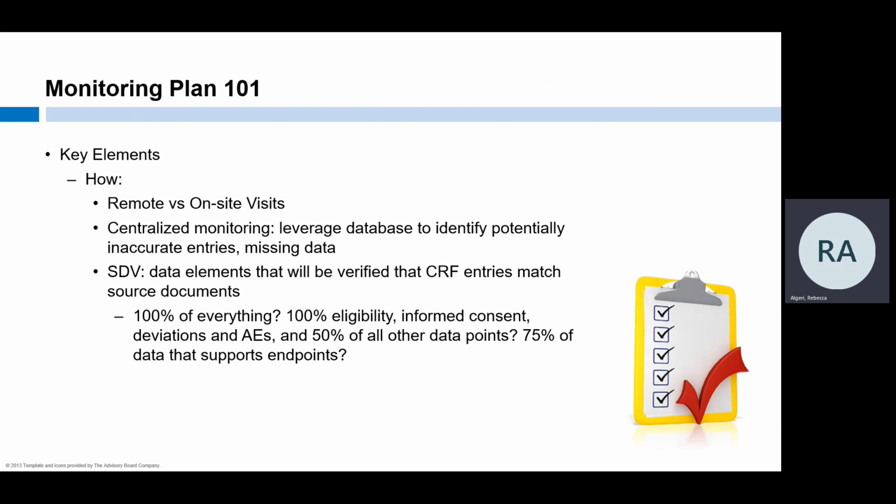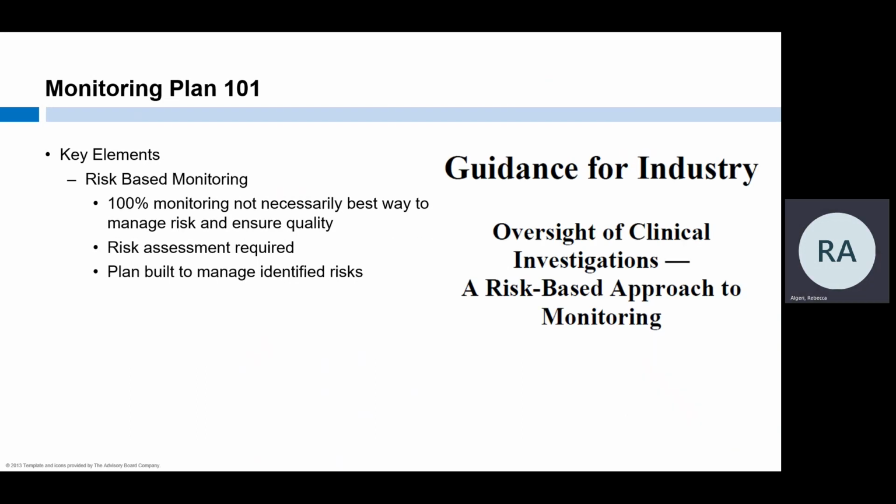Perhaps pare down that approach to 100% SDV of eligibility, informed consent, deviations, and adverse events, and a lesser percentage of the other data points. Maybe focus on data that supports the study's endpoints. How will the monitor know what those fields are? Many sponsor investigators feel that by doing 100% monitoring, the study is best protected from major issues.